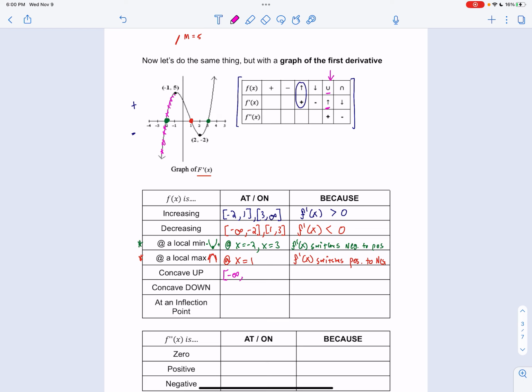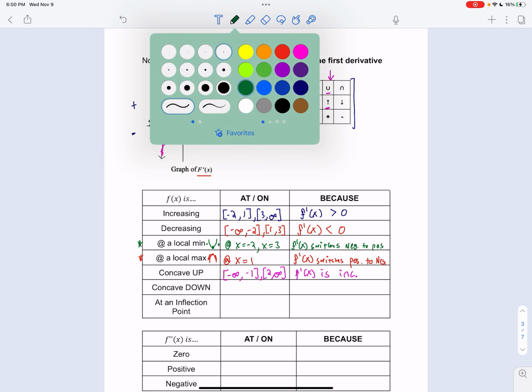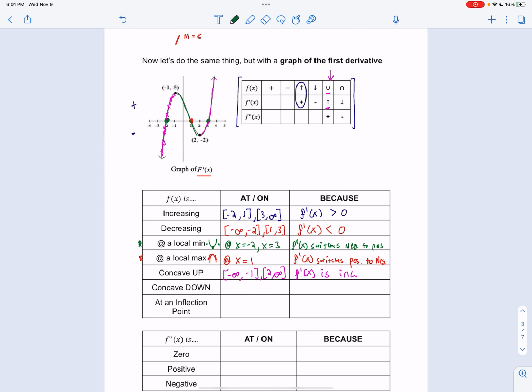So now it's from negative infinity all the way to negative 1. And finally, the second one from 2 to infinity. Because in both of these locations, the derivative is increasing, which is the definition of concave up. And so we're going to say here, f prime of x is increasing. Likewise, concave down is that section in between, this section right here, between the max and the min. And so that's going to happen at or on negative 1 to 2. And the reason here, f prime of x is decreasing.